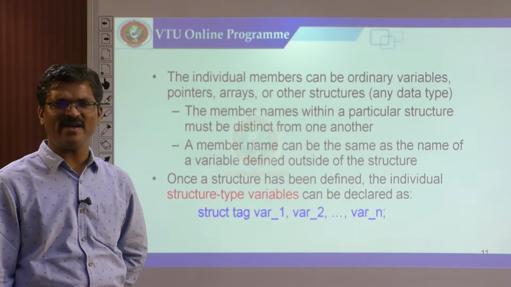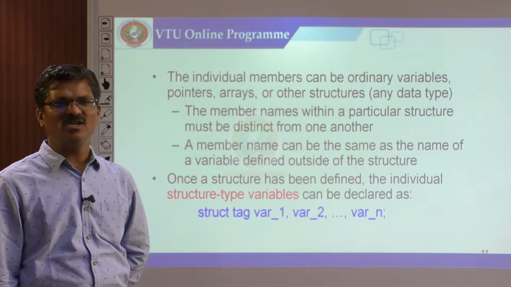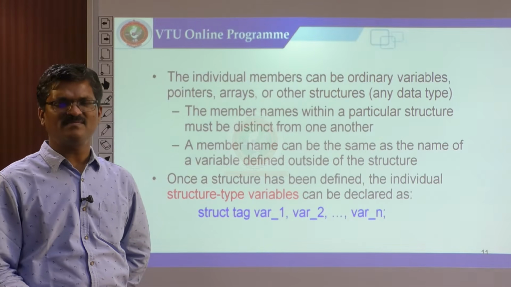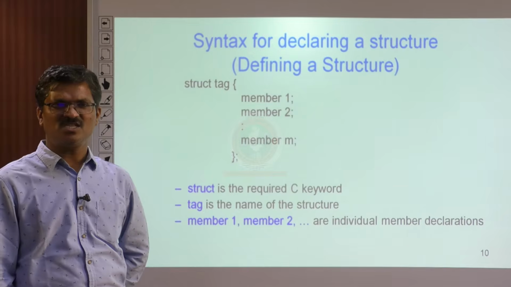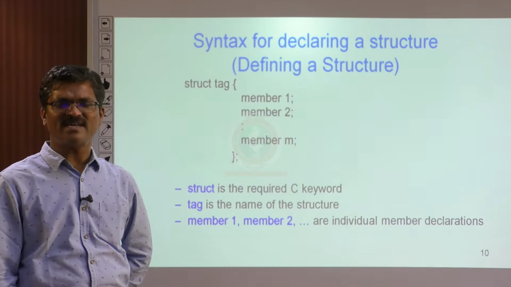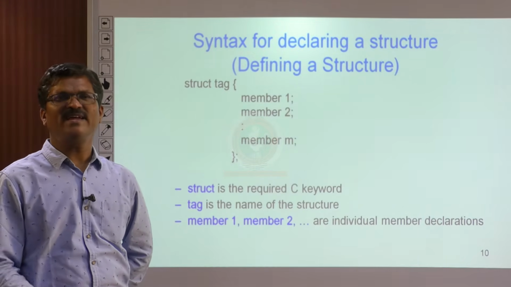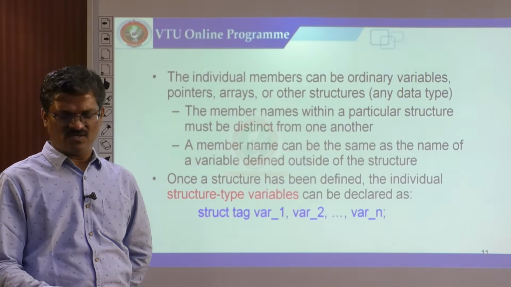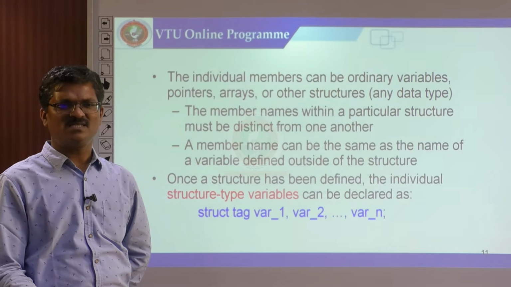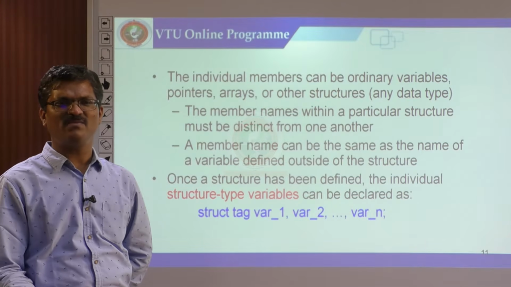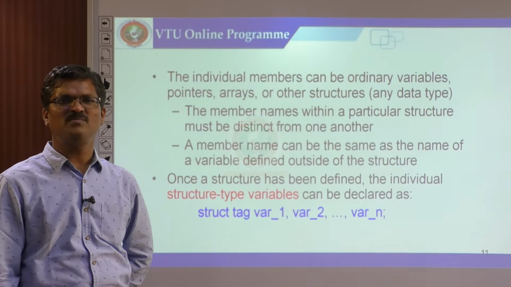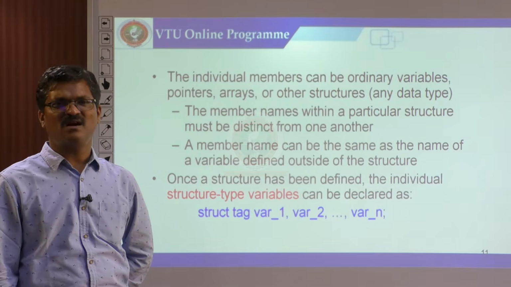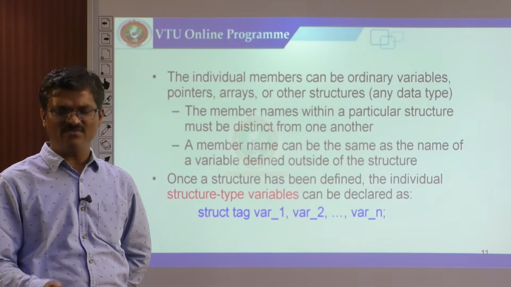Once a structure has been defined, the individual structure type variables can be declared. We are declaring a structure in this fashion, struct tag, and I can create different structure variables of this type. So, this is struct tag, and these are the variables, variable 1, variable 2 up to variable n, whatever the number of variables we need to declare of type struct tag. This is the way of declaration.